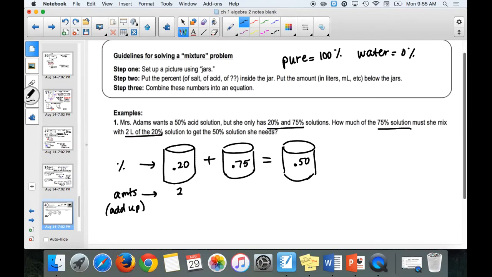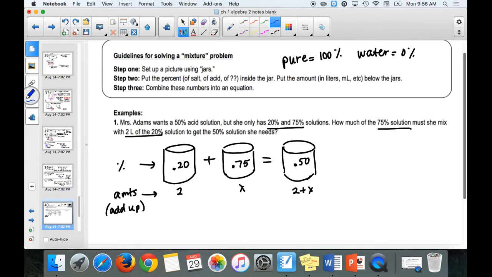So if we have 2 liters of the 20% and then we don't know how much of the 75%, we have x. Think about liters. If I have 2 liters of something and I add it to x liters of something else, how many total liters do I have? 2 plus x, right? If I had 2 and 3, I would have a total of 5. That's why these ones always add up. Percents will never add up. You can't add something that's 50% to something that's 50% and get something that's 100% of something. It's still 50% of whatever it was.